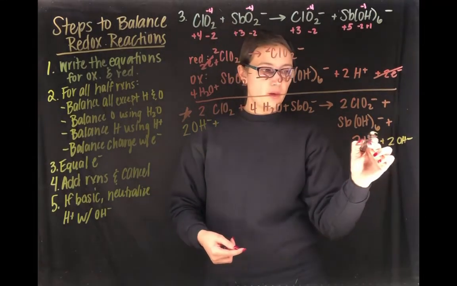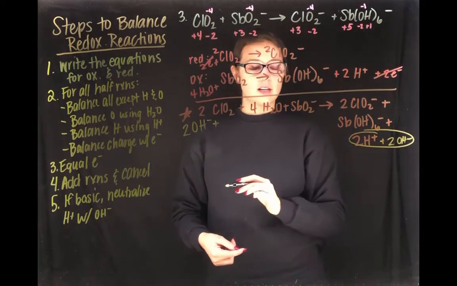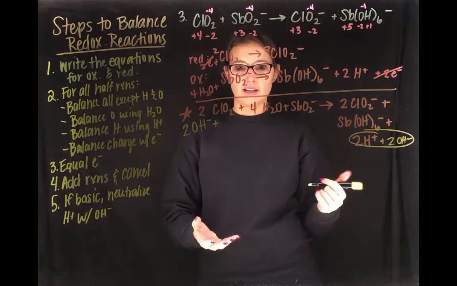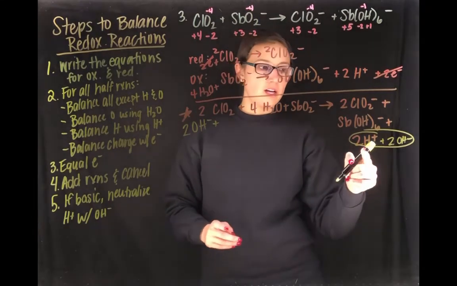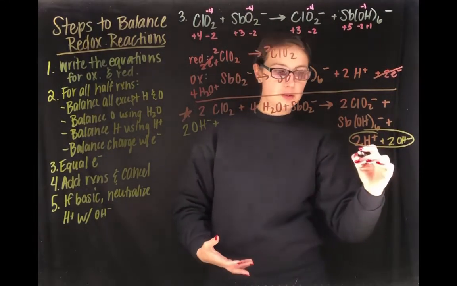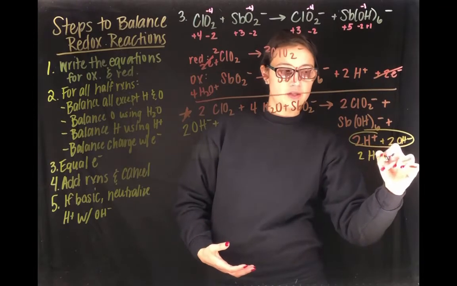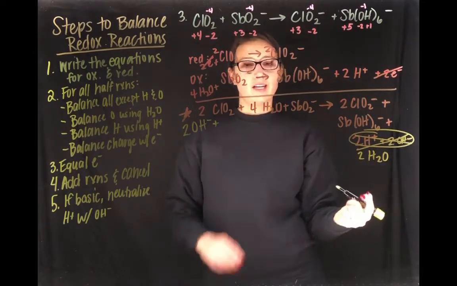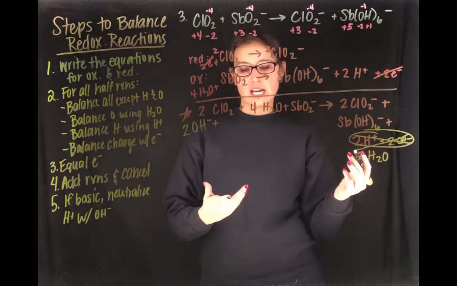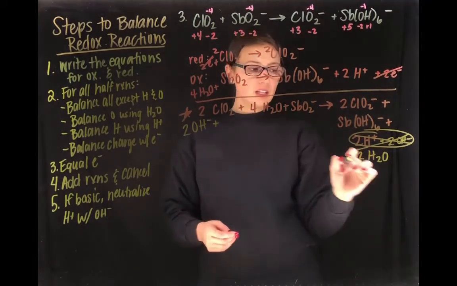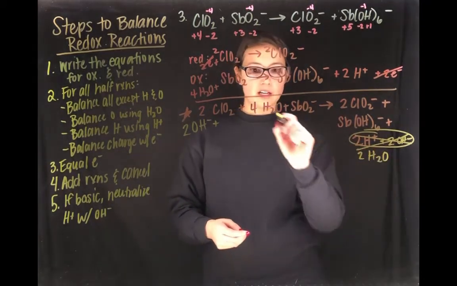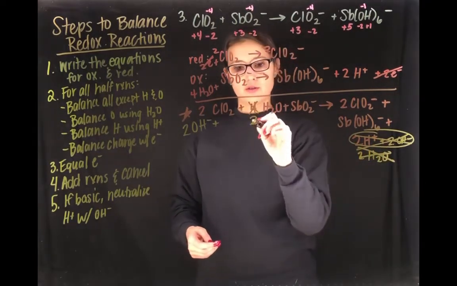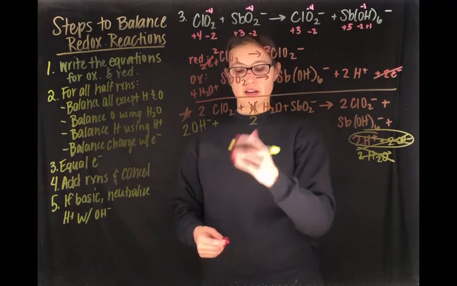Now we have to think about what this ends up equaling. When you add H+ and OH- together, what do you get? You get H2O. So if I have 2 H+ and 2 OH-, that gives me 2 H2O. So this becomes 2 H2O. Now make sure that you cancel anything else out. So if I have 2 waters now on the products and 4 in the reactants, I can cancel out these 2 and make this a 2. And then I can rewrite.